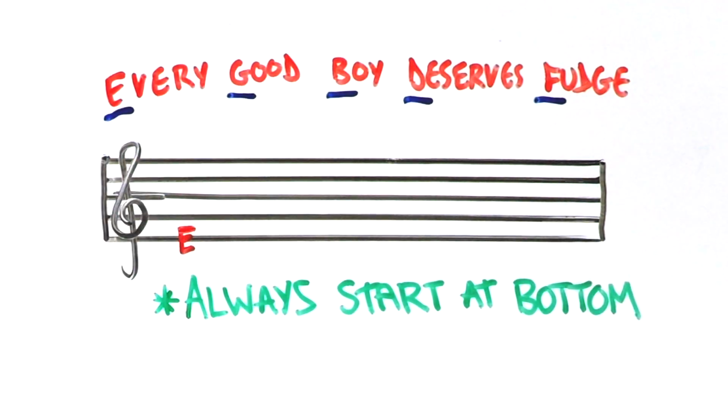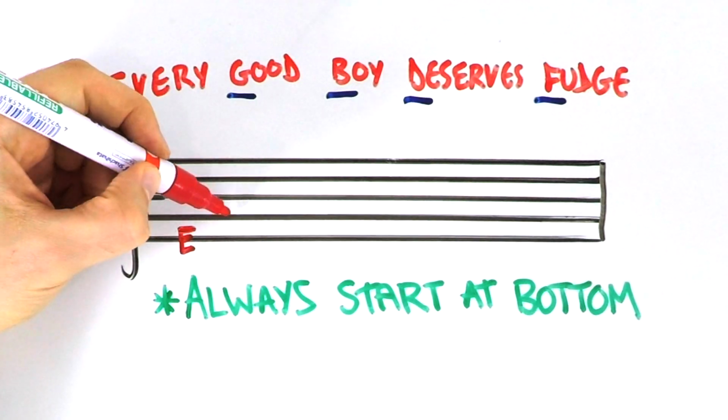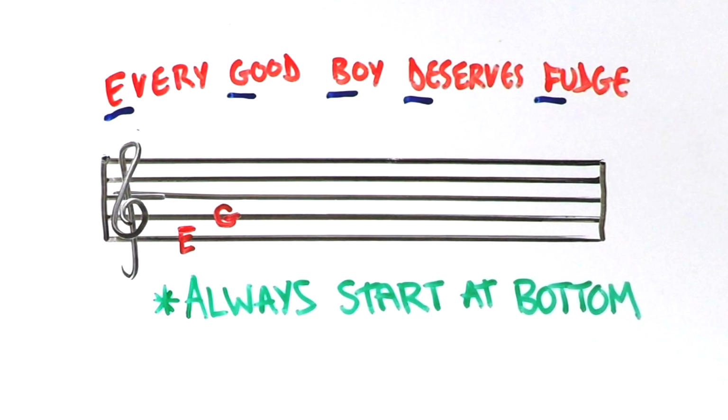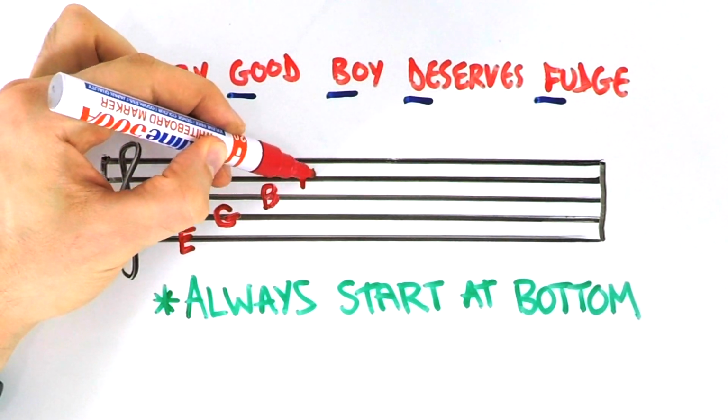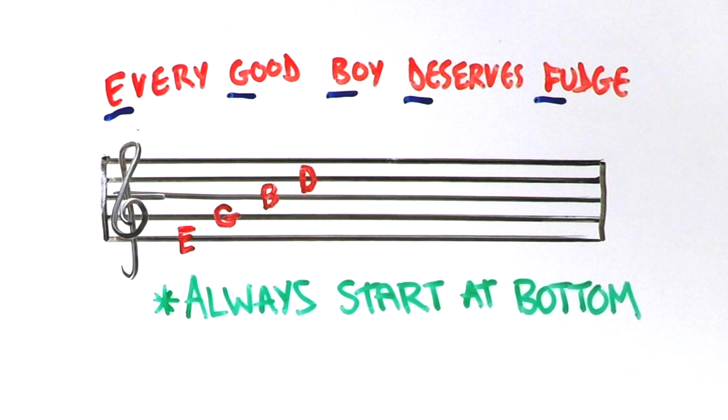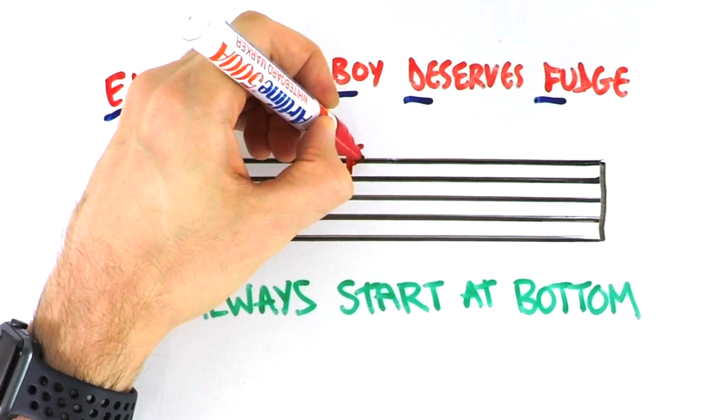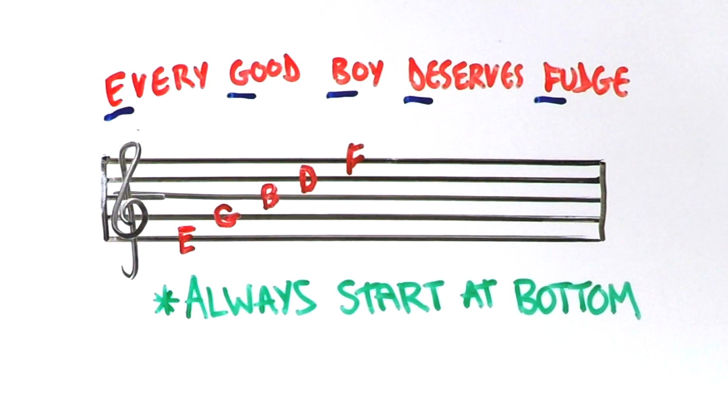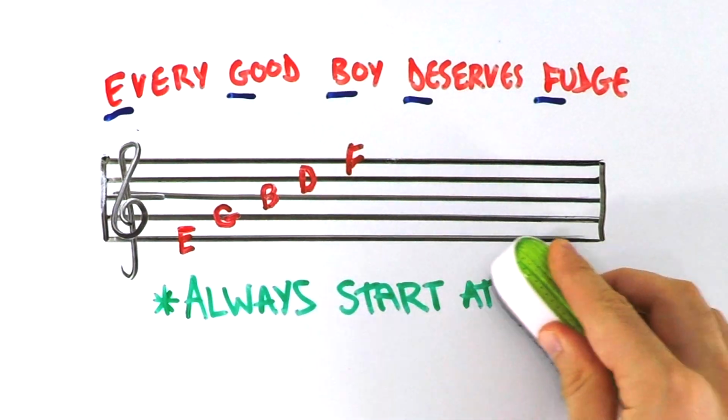So first we take the E from the word every and put that on the first line. Then we take the G from the word good and put that on the second line. Then we take B from the word boy and that goes on the third line. Then we take the D from the word deserves, that goes on the fourth line. And finally we take the letter F from the word fudge, and that goes on the fifth line. And there you have it. Those are the names of the notes for those lines.